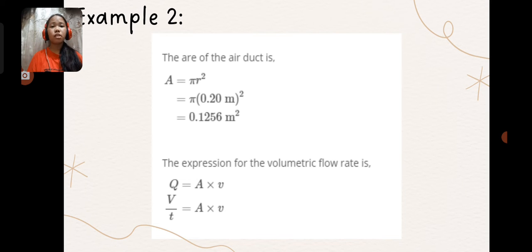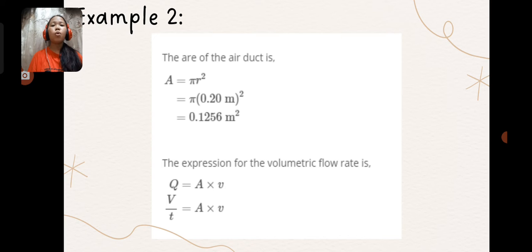So the next process is finding the area of the air duct. The formula in finding the area is area equals pi r squared. We know that our r here is the radius, and the radius we were given is 0.20 meters. So pi times 0.20 meters squared equals 0.1256 square meter.